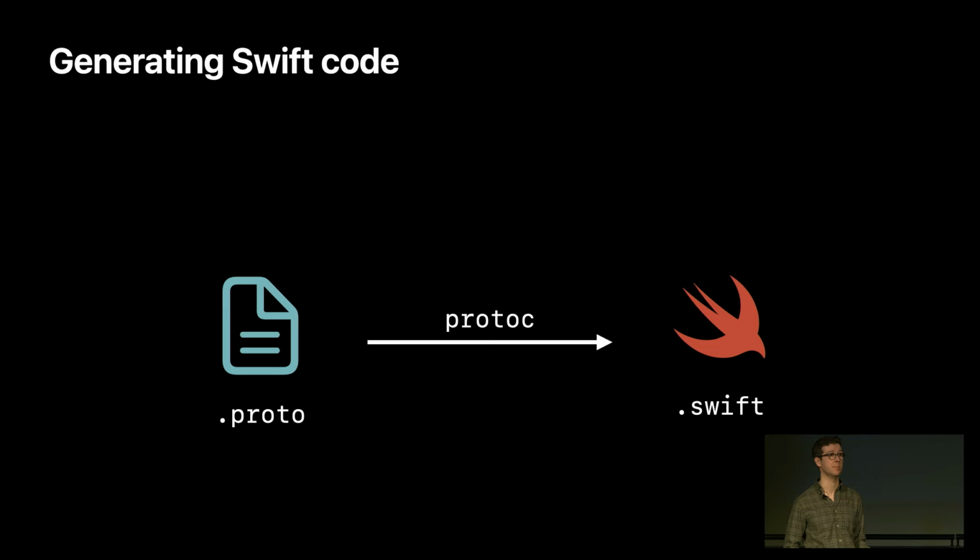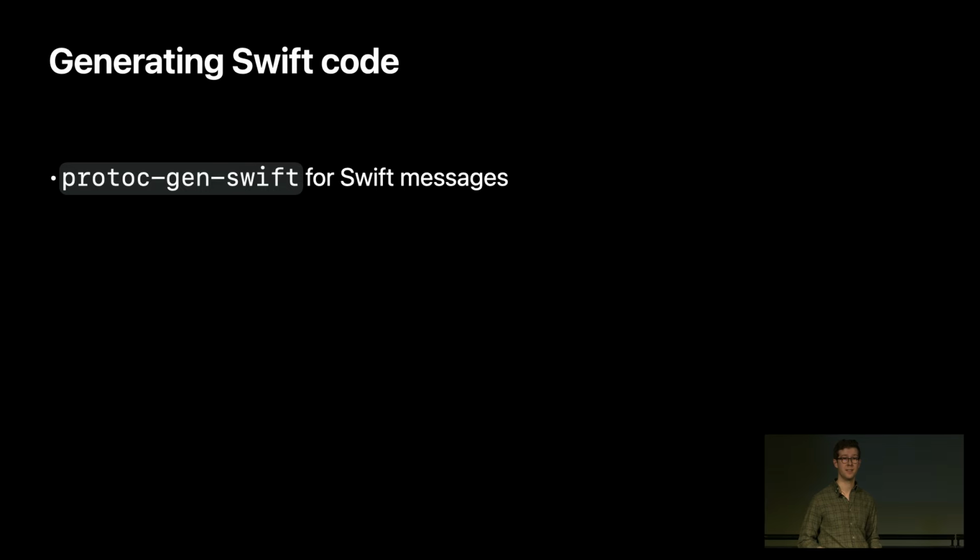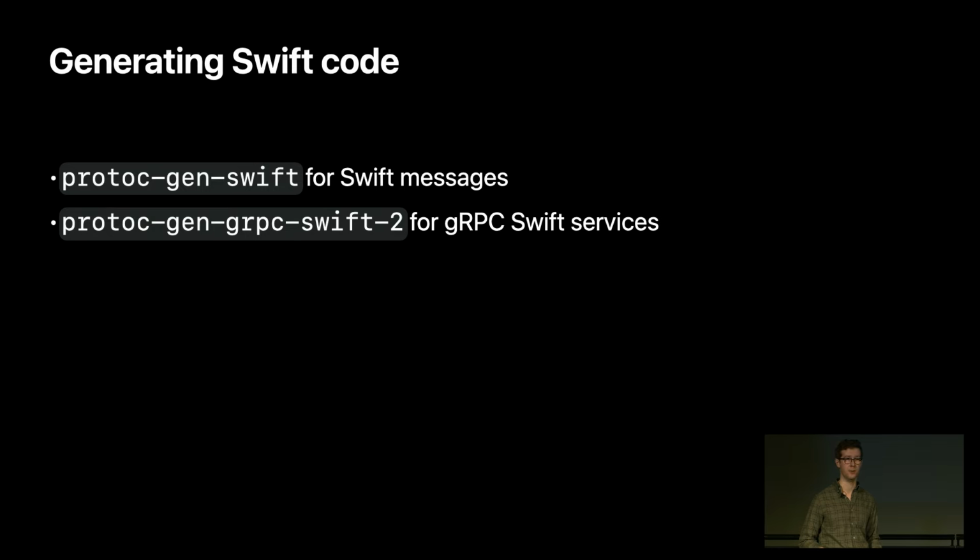Next, we need to generate some code. The tool to generate code from protofiles is called the Protocol Buffer Compiler, or protoc. protoc works by parsing protofiles and feeding them into plugins, which in turn produce source files. We need 2 plugins here, one for our messages and another for our service code.